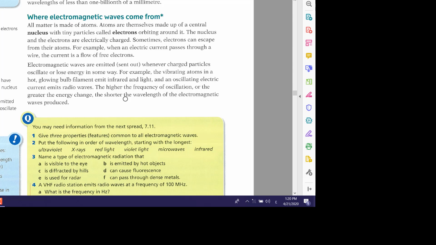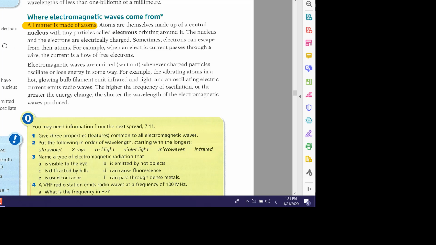Electromagnetic waves come from atoms. But how? As we know, all matter is made of atoms. And as you studied in grade 7 and grade 8 about the structure of the atom, you know that the atom consists of electrons, and it consists of a nucleus, which contains the protons. Now, electrons are negatively charged. The nucleus is positively charged because of the protons.